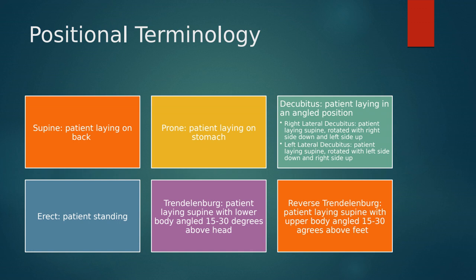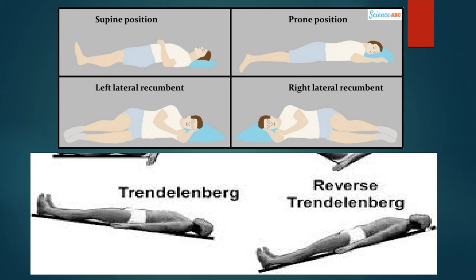When we are Trendelenburg, this means that our patient is supine, so they're laying flat on their back with their belly up, and the lower half of their body is actually going to be angled 15 to 30 degrees above their head. So they're going to be kind of inverted a little bit. Their head is going to be lower than their feet. And then the opposite of that, reverse Trendelenburg, this is when our patient's head is going to be up higher than their feet by 15 to 30 degrees. I was supposed to say degrees, not agrees, on that slide.